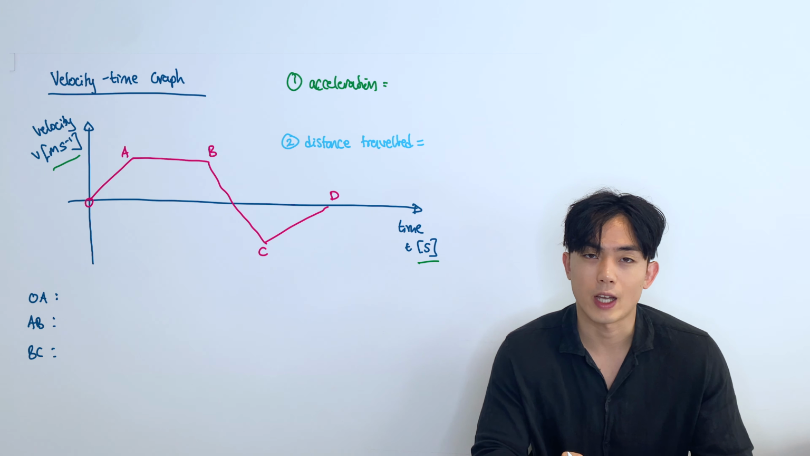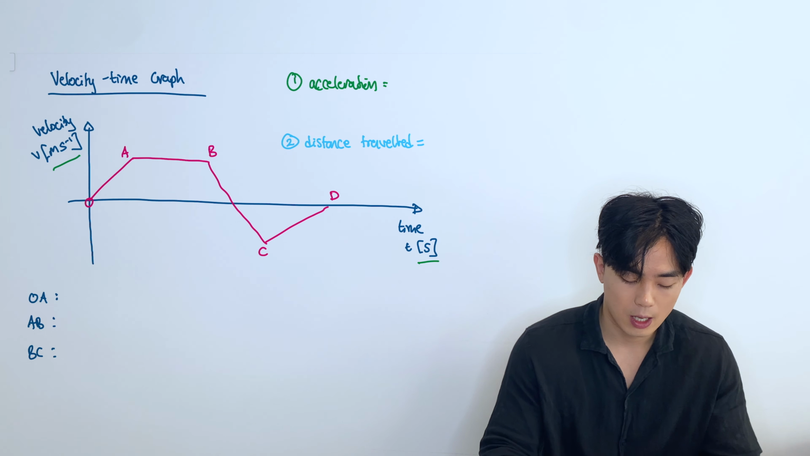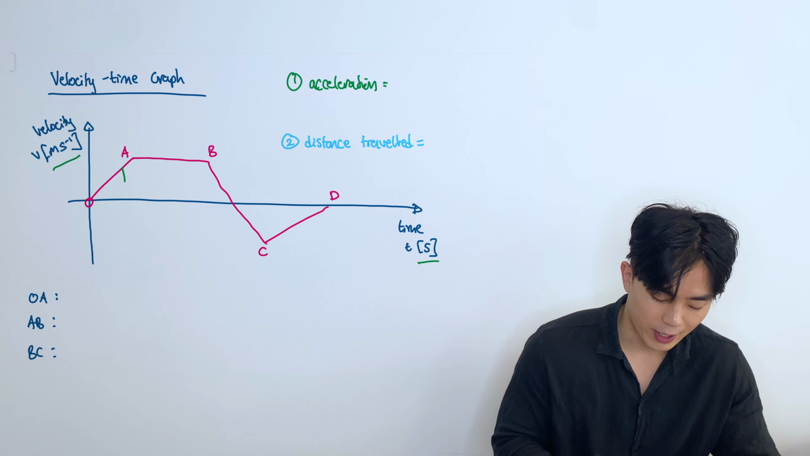Now for a velocity time graph, there's two features, unlike the displacement one, which has one feature, right? So for the first feature, it's going to be the gradient once again.